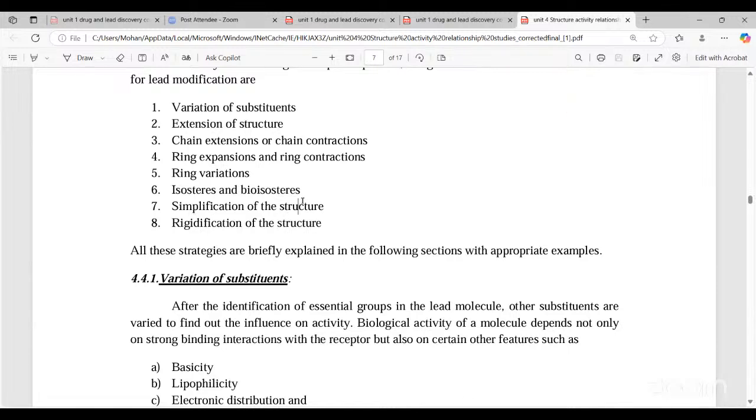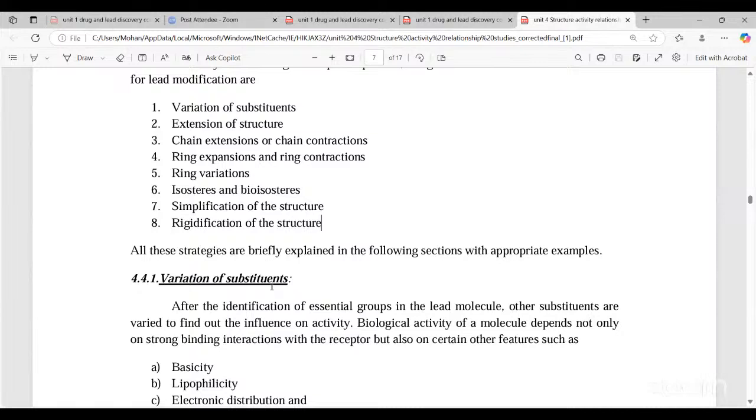Simplification of the structure. If it has a very complex structure, you can simplify the structure. Like morphine, you take morphine here. It is a very rigid structure, so you can simplify it, and rigidify the structure. Sometimes going from simpler to more complex leads to an increase in activity. So all these are the objectives for lead modifications. We'll see them one by one.